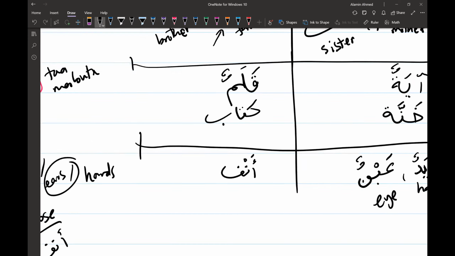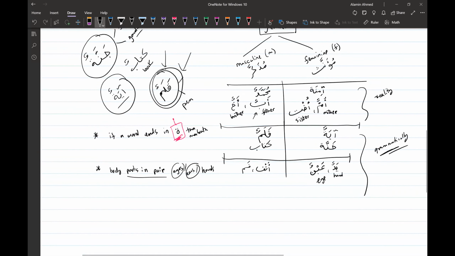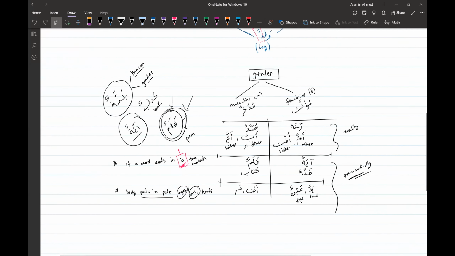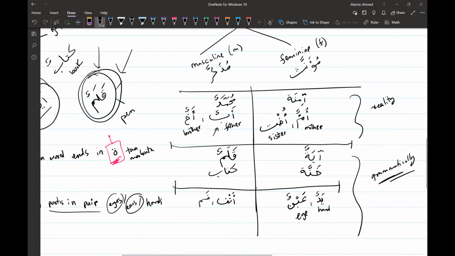So you already start to see what we mean by gender and why gender is important. Because guys, we have to decide, simple as that. For any word, we have to decide where it goes, masculine or feminine, regardless of whether it's a true masculine or feminine in terms of human beings. For now, just think about human beings, or not only human beings, even animals have gender. Those would be real gender, haqiqi, right?